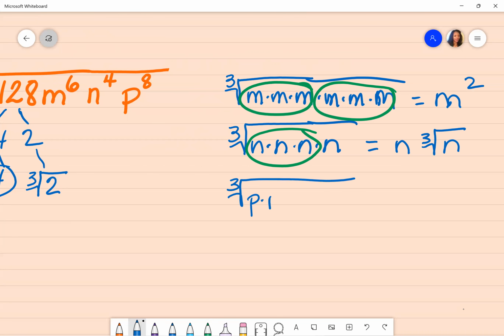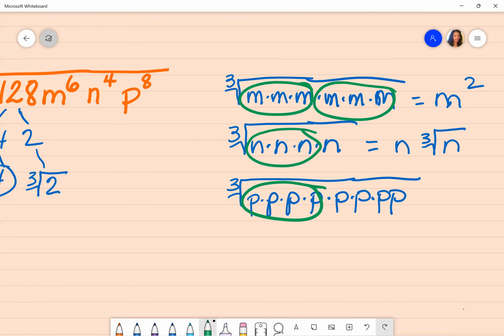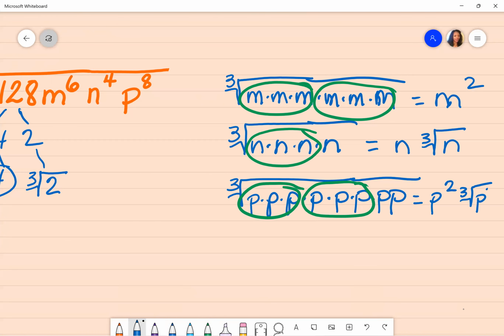Now you see what a hassle this would be to sit here and try to do this, writing all this out. What if this said p to the 81st? Are you going to sit there and write 81 p's? Nope. So what you want to do is try to group all of your 3s together, because I'm basing it off of my index. And I see that I can bring out p squared. It can get confusing. So p squared, and I'm left with the cube root of p squared, because there's still 2 p's in here.